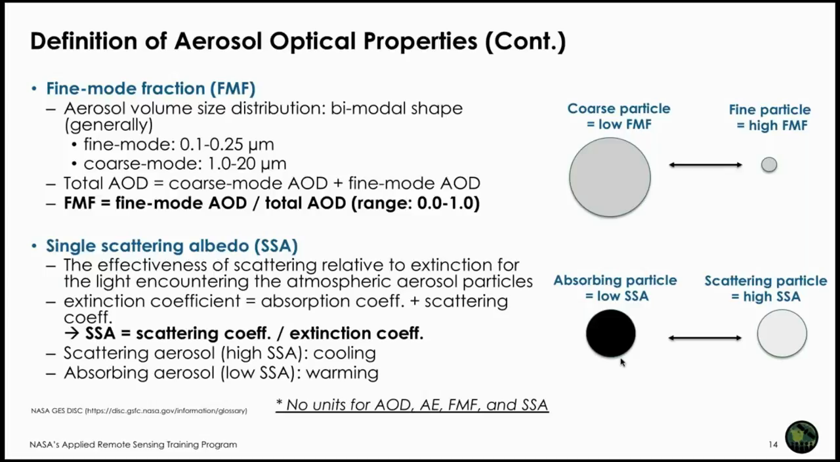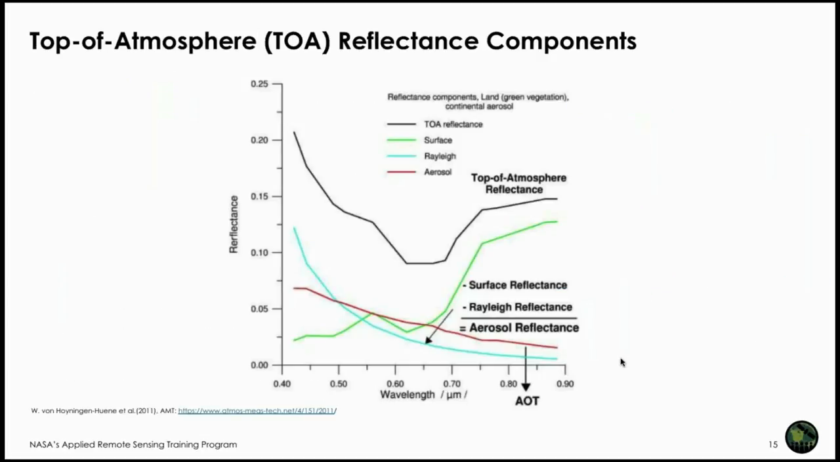Compared to the low single scattering albedo condition, in high SSA condition, particles make some more scattered to the atmosphere, to the top of atmosphere. So it means that there is less energy in the atmosphere, so it makes the atmosphere cooler. Please note that there are no units for AOD, Angstrom exponent, fine mode fraction, and single scattering albedo.